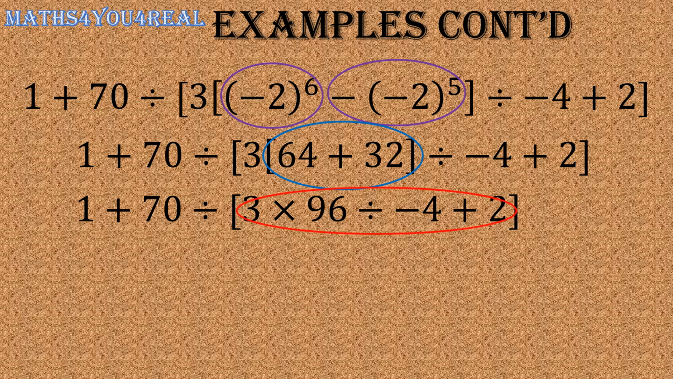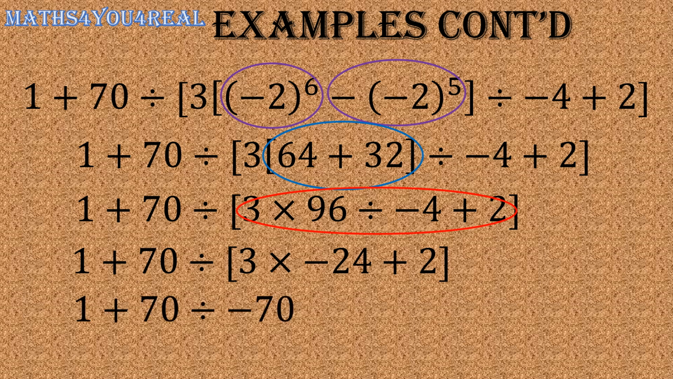To remove the outer bracket, simplify its content. This can be done by following the BODMAS rule. Divide 96 by -4, multiply by 3, and add 2. Therefore, the result of the bracket is -70. Divide 70 by -70 and add 1, and the answer is 0.